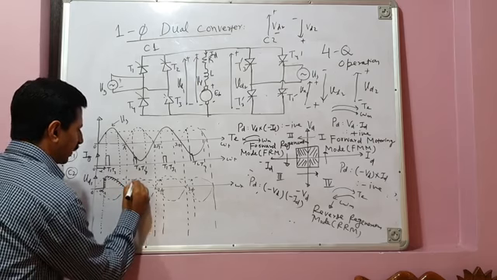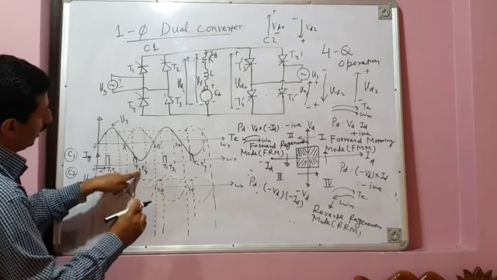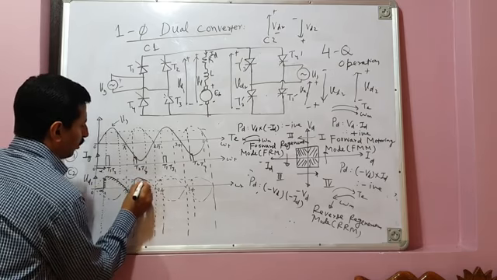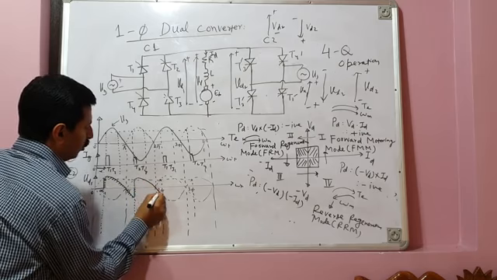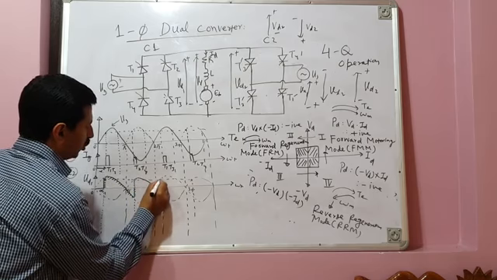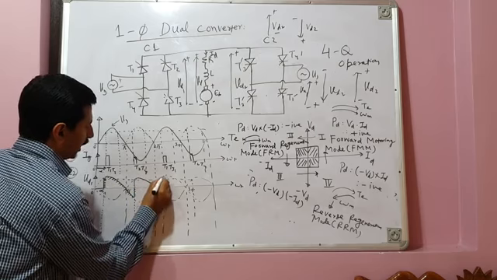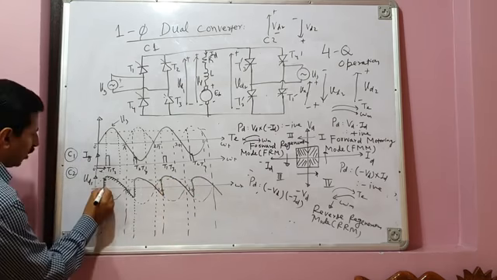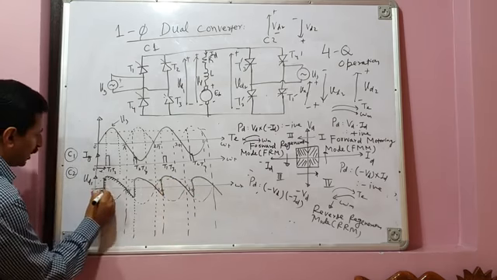And then here the T2, T4 pair is fired. Load voltage is again positive from pi plus alpha to 2 pi, and negative from 2 pi to 2 pi plus alpha. So you can continue like this. Therefore, this is my load voltage VD1. Fine. And previously also there is some negative voltage. This is load voltage VD1. What about VD2?